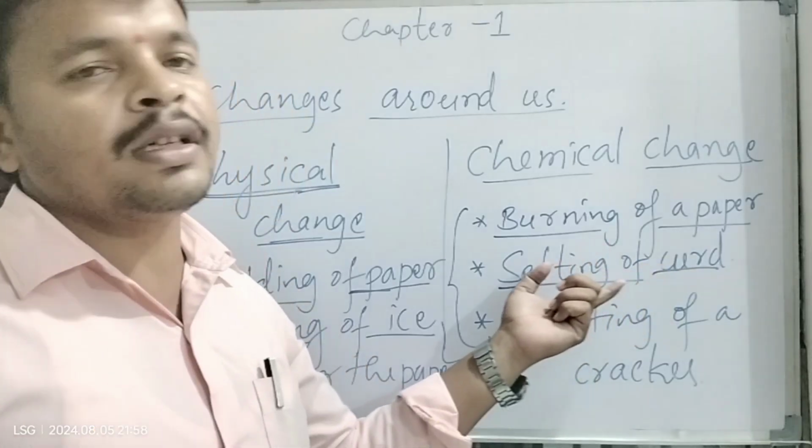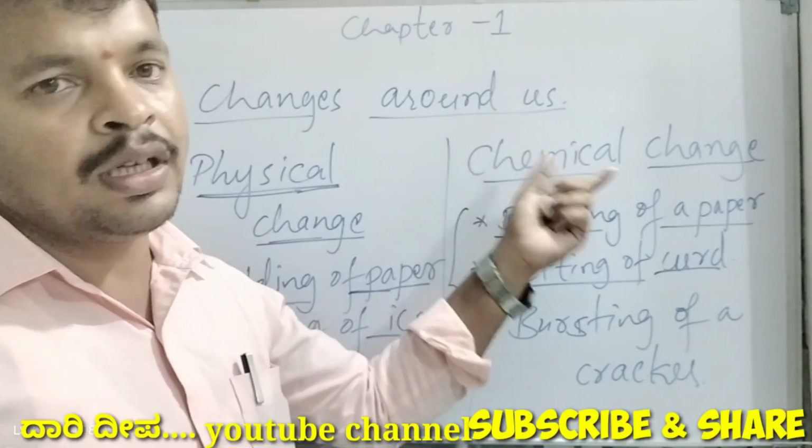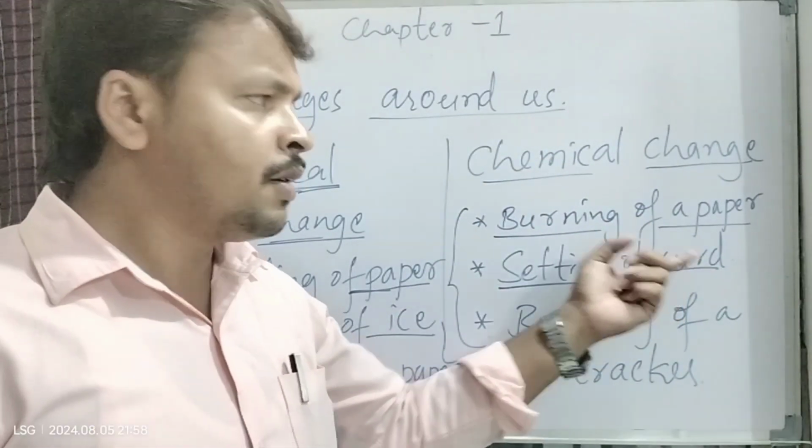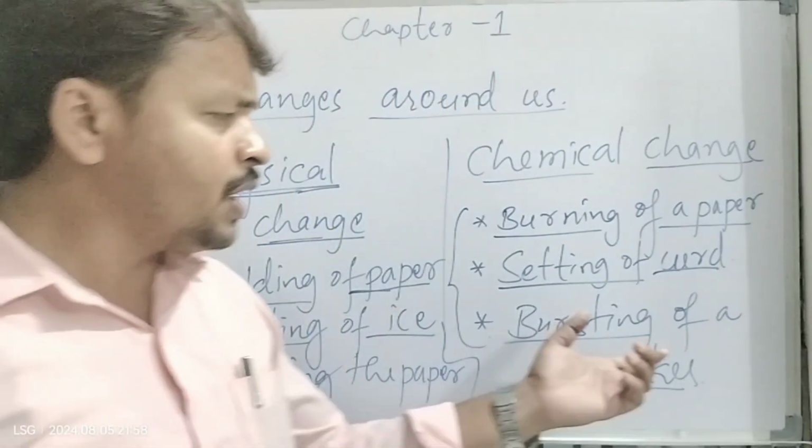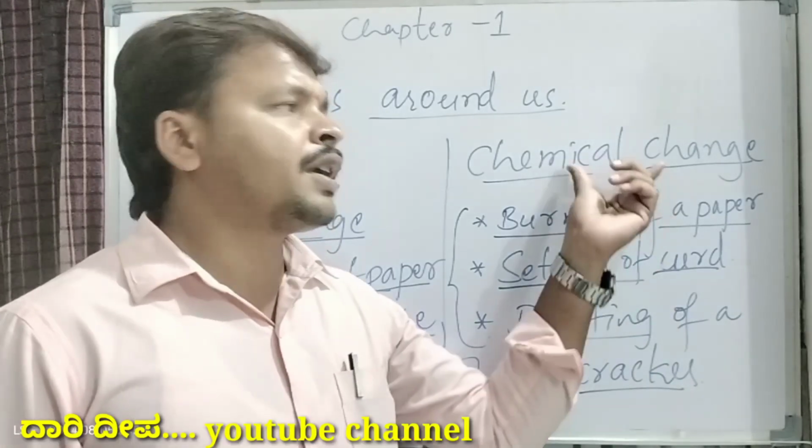So the state of the matter is changed during the chemical change. Here a new substance is formed as curd. Here one more example is given, that is bursting of a cracker. Bursting of a cracker is also an example of chemical change.